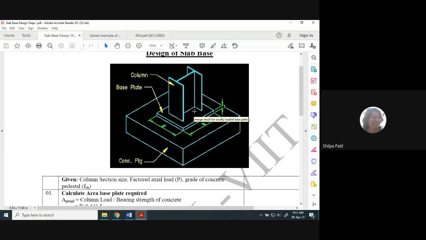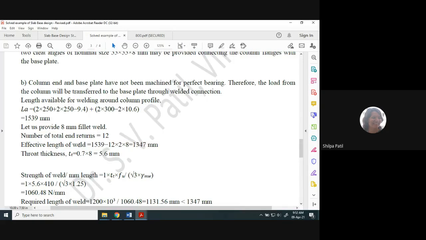So, in short, every corner of the column which is rounded. How many corners are there? 1, 2, 3, 4 on one flange, 4 on the other flange, so total 8. 2 on one joint of web and flange, and 2 on the other joint of web and flange. So 4 plus 4 plus 4, 12 end returns are there. Okay, so all end returns.